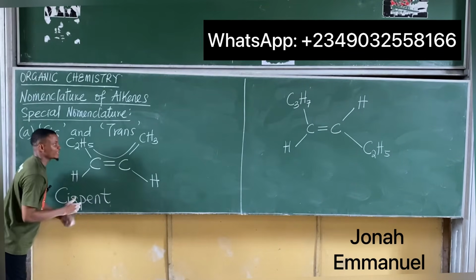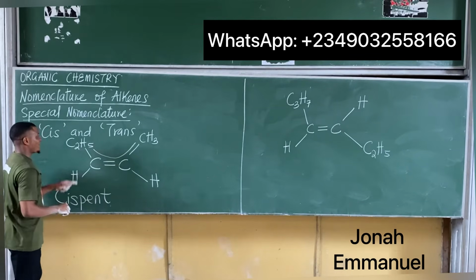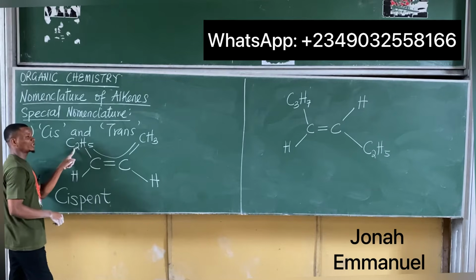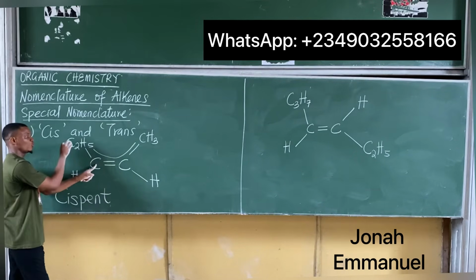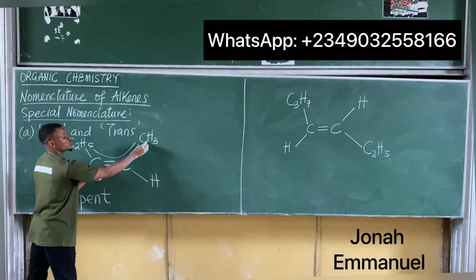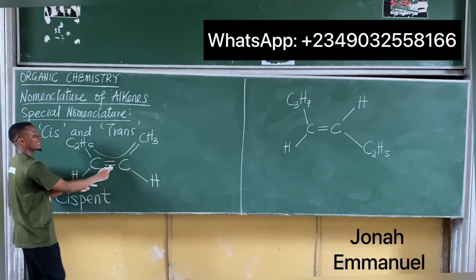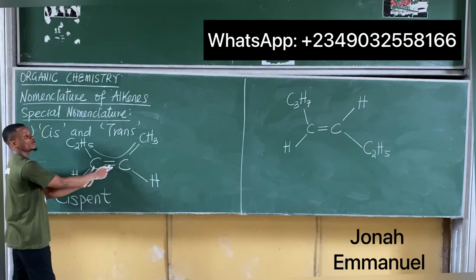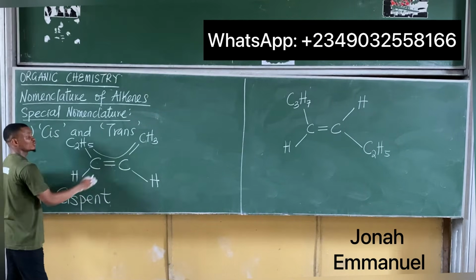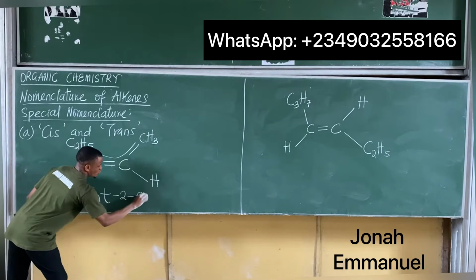My next step, I will ask myself, where do I count from to get the least number to the double bond? If I count from here, carbon 1, 2, 3 before the double bond. If I count from here, I have just 1 carbon here, so carbon 1, 2 before the double bond. So I use the least, which is 2. Cis-pent-2-ene.